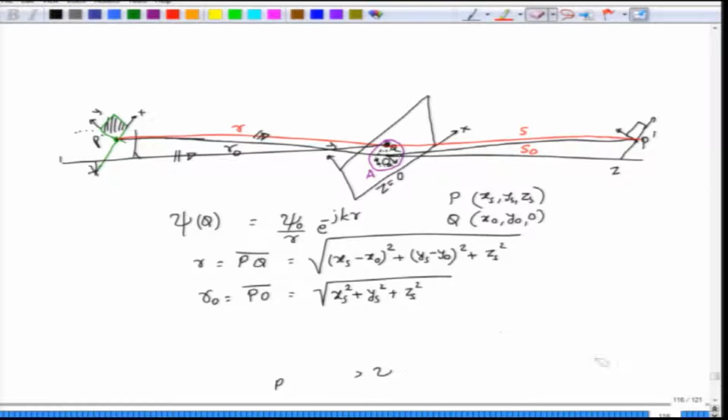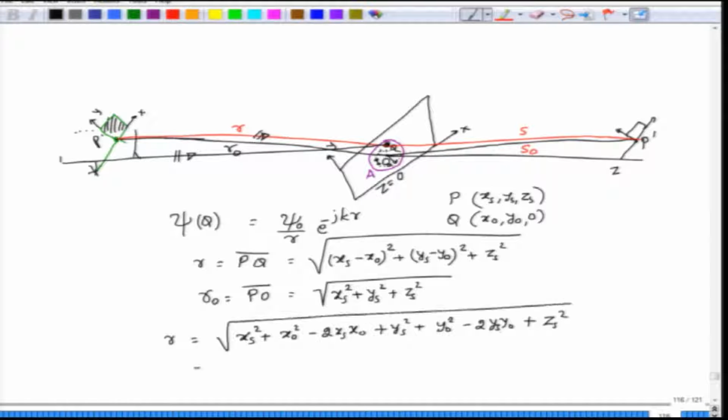We can expand this distance PQ, or this value r, and then write this as xs square plus x0 square minus 2 xs x naught plus ys square plus y0 square minus 2 ys y naught plus zs square, under root. Clearly, utilizing the fact that r0 is given by this particular expression, what will I have? Xs square, I can take this ys square and zs square and call this entire thing r0 square.